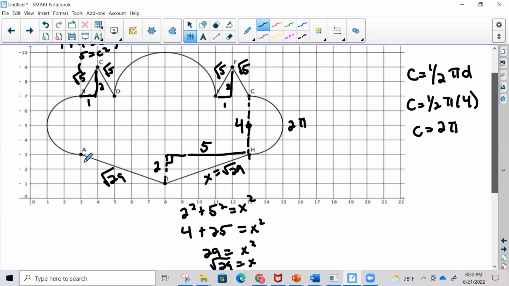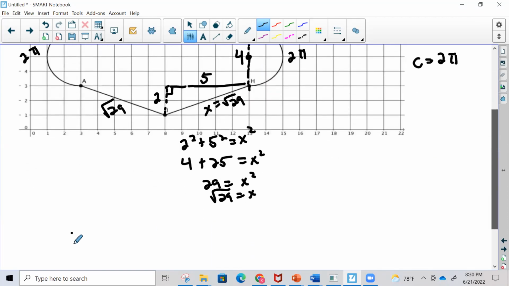And then A to B is also 2 pi, since again, the diameter is 4. And again, if you did 2 pi r, you would just get 2 times pi times 2, the radius, and that would also give you 4 pi, and then you would take half of it, which is 2.